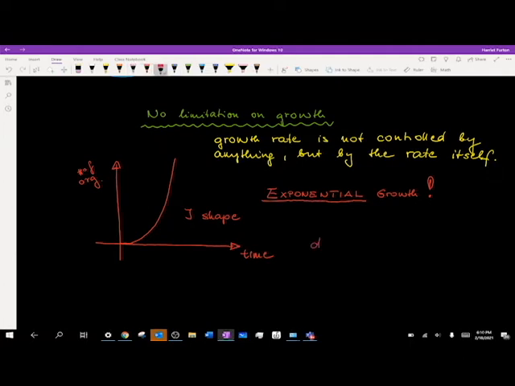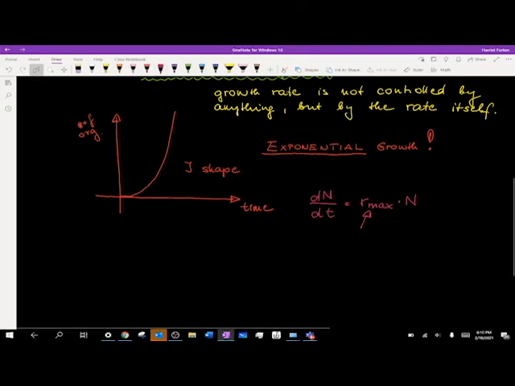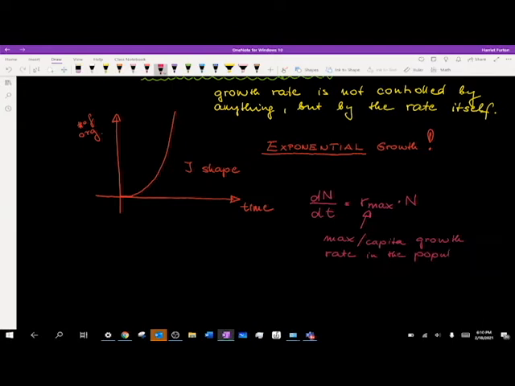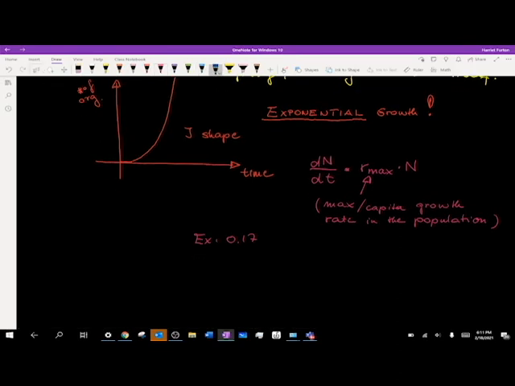So the population change, dN over dt, over a certain period of time equals Rmax times N, the population. The Rmax means the maximum growth per capita in the population. So for example, if I use 0.17 for Rmax, it means how much the population grows over a period of time. So 0.17 from every individual is the contribution over a period of time for the growth.